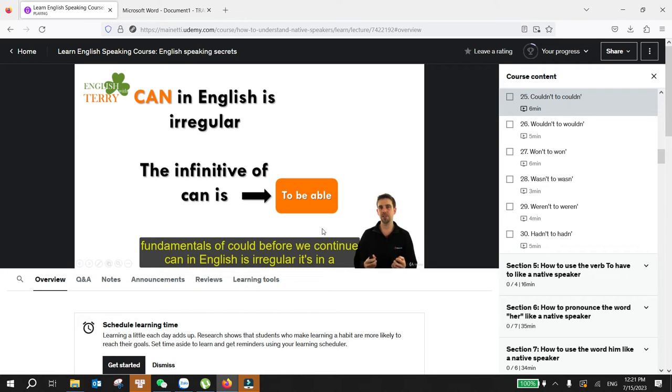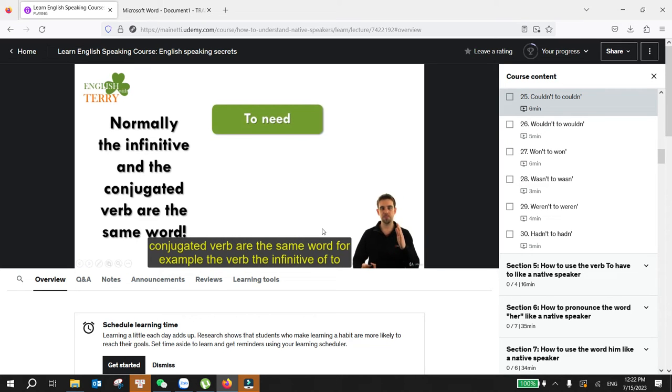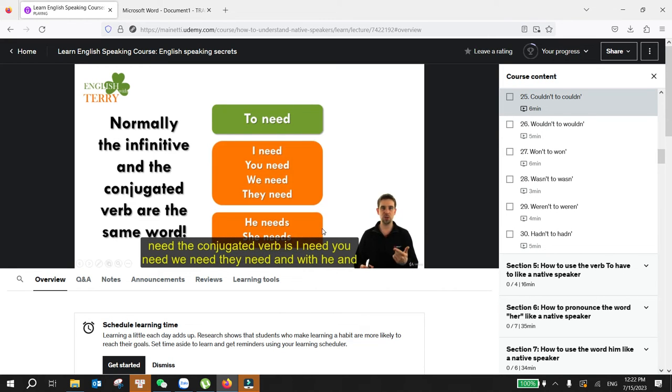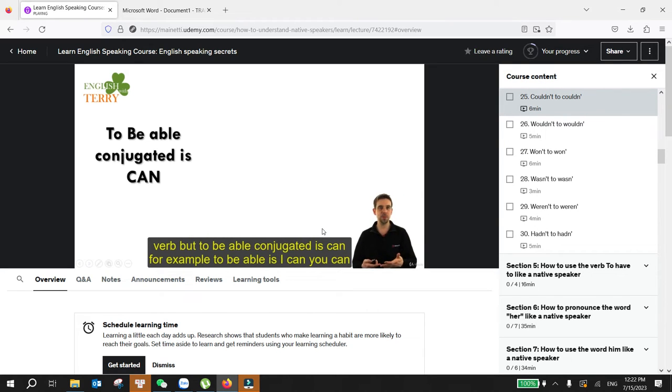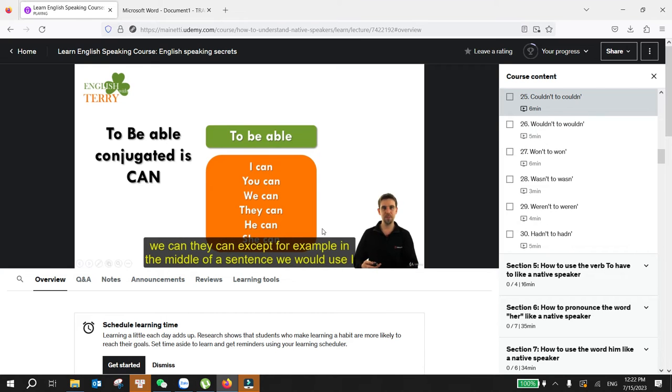Can in English is irregular. It's an irregular verb. The infinitive of can is to be able. Normally, the infinitive and the conjugated verb are the same word. For example, the infinitive of to need, the conjugated verb is I need, you need, we need, they need, and with he and she plus s. But the fundamental, it's the same word, the infinitive and the conjugated verb. But to be able, conjugated is can. For example, to be able is I can, you can, we can, they can, etc.